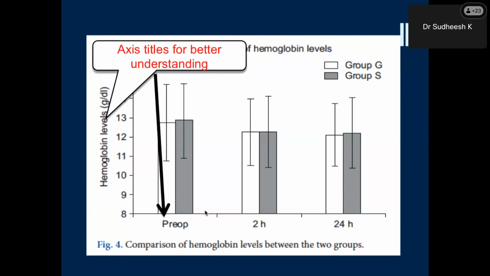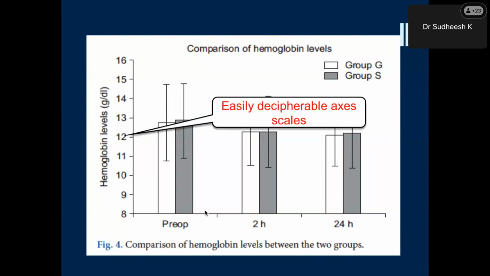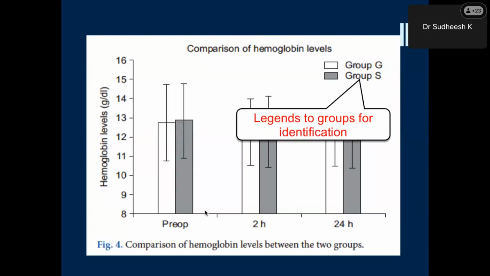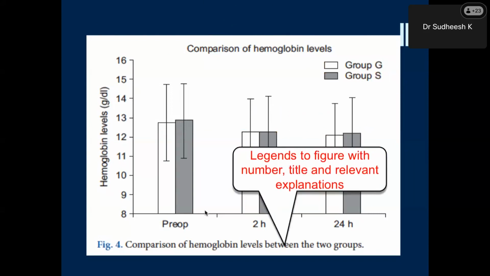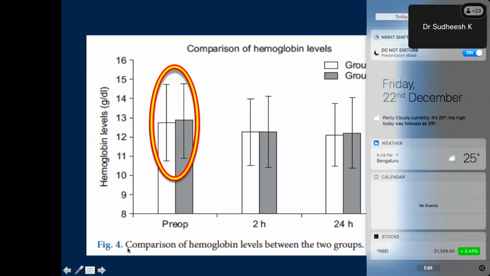Axis titles are mentioned for better understanding. And there are certain scales; the scales are easily decipherable. And legends to groups help in identifying different groups. And there are legends to the figure with the relevant number. Usually there should be a legend mentioned for the figure along with the number, the title, and a relevant explanation. If you see, the title of the table is always given above, and the legend to the figure is always given below. That's one of the important things you have to keep in mind.